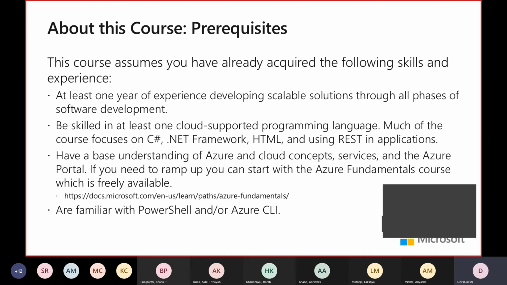AZ-900 is the fundamentals part. If you want to target the fundamentals, you can look at AZ-900. That is the Azure fundamentals course, and it is freely available. So this is a path for it. And you need to be familiar with PowerShell.